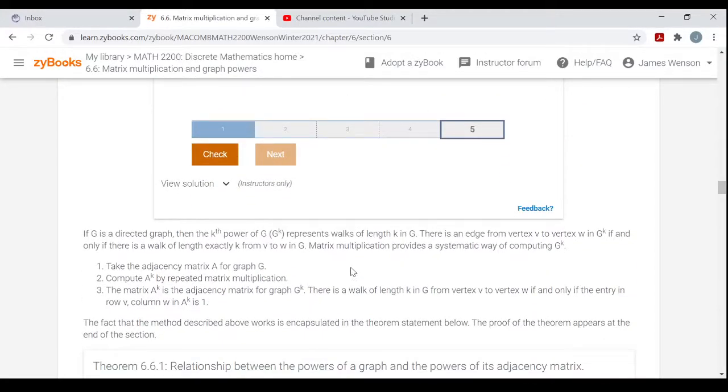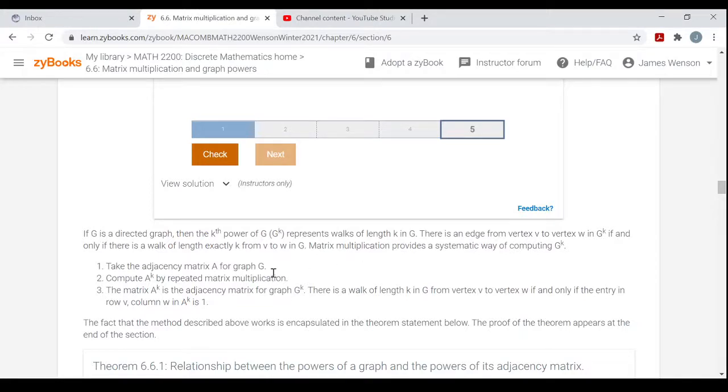So now, why are we doing this? If you recall in the last section, when we were talking about powers of graphs, if you had an edge in G cubed, that meant that there was a walk of length 3 in the original graph from one vertex to another. And if you looked at G to the 5th and saw an edge there, that meant that there was a walk of length 5 back in the original graph from one vertex to another.